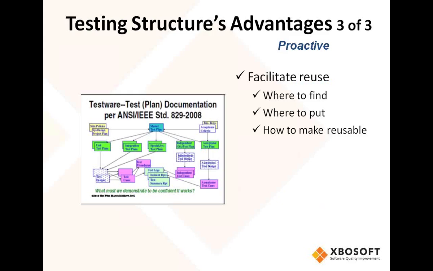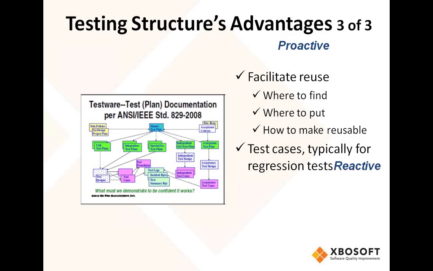So when we're being proactive, we can use the structure to help facilitate reuse. So if you've ever tried to reuse something that somebody else created, it's very hard because you don't know where to find stuff, you don't know how to make things reusable and how to reuse them. A lot of that is due to the structure. So the structure helps us know where to find things and where to put things. Now, one of the things that we reuse is also reused in traditional reactive testing. That's test cases, such as in regression testing. The other thing that proactive testing is able to reuse are test design specifications.